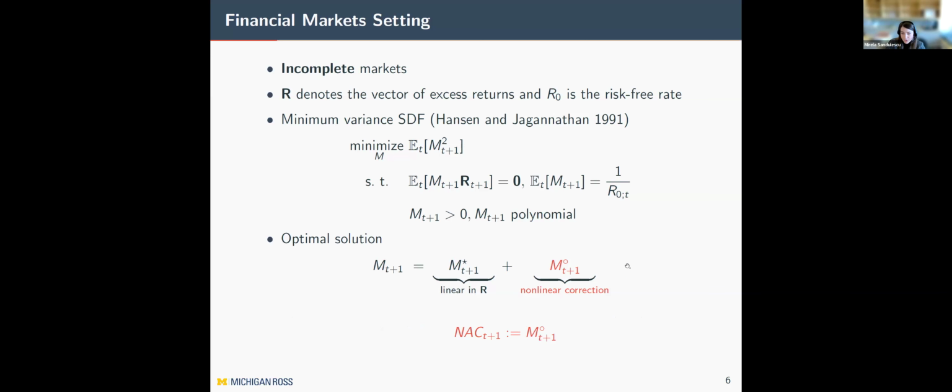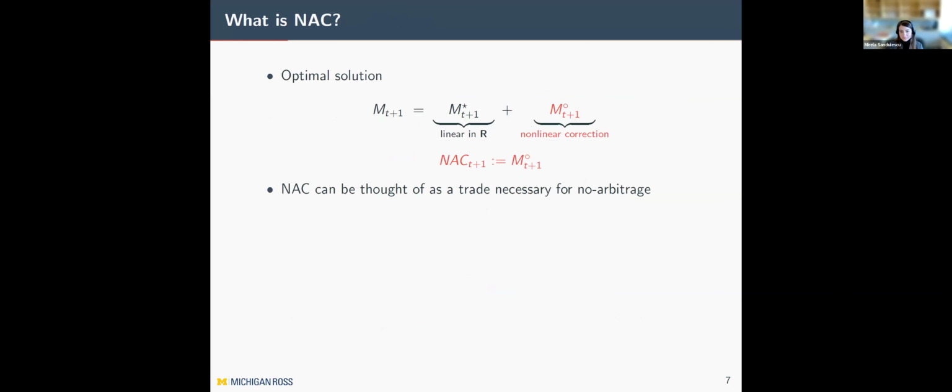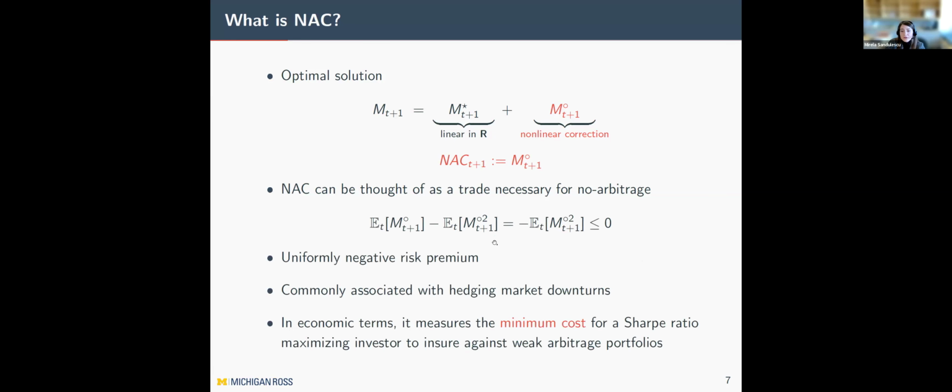the nonlinear component. So let me pause here for a second and talk a bit more about our nonlinear arbitrage correction and think about how we should actually think about it, right? So how should we think about this NAC? You can think of it as being a trade which is necessary for no arbitrage, right? And indeed, if we were to compute its premium, you would see that the premium is uniformly negative. How can you see that?